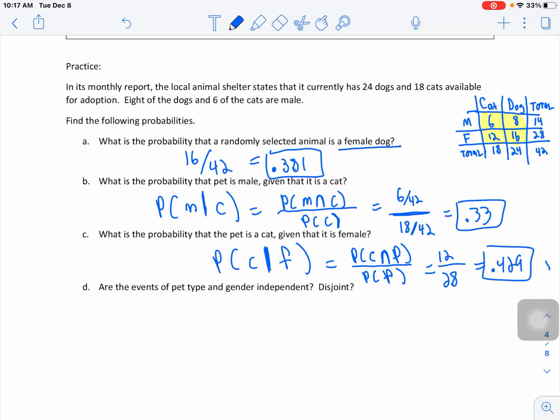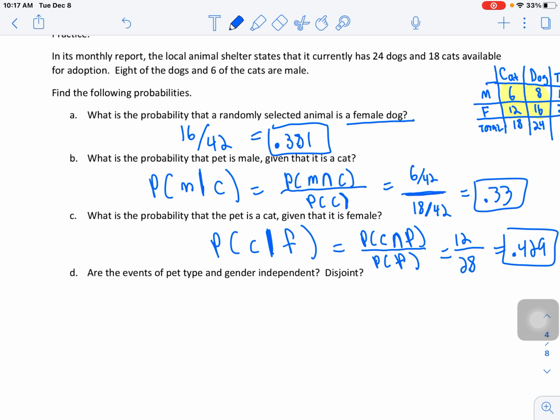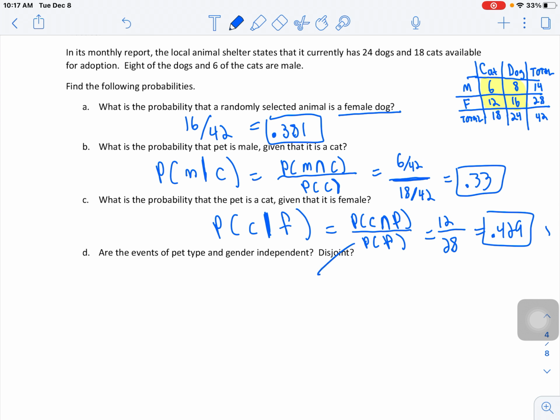All right, so the question here says, are the events of pet type and gender independent or disjoint? So can I have a cat that is a male? Can those two things happen at the same time? Can I have a dog that is a male? Can I have a dog that's a female? Can I have a cat that's a female? Those things can all happen at the same time. So these are not disjoint. These are independent events.